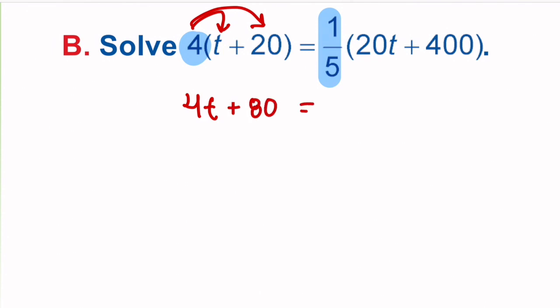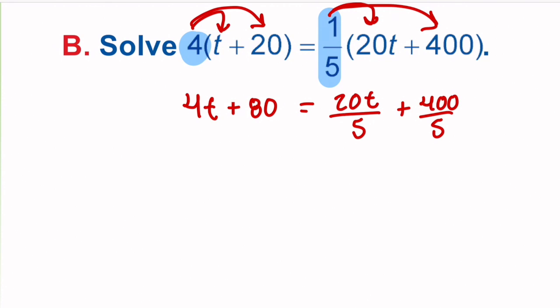Now let's go to the right side. So 1/5 times 20, remember, multiply the top numbers. So 1 times 20 is 20, keep the 5 on the bottom, and don't forget the t. And then 1 times 400 will be 400 over 5. It's always a good idea to get rid of the fractions, so let's simplify. 20 divided by 5 we get 4, so bring down the t, so it's 4t. And then 400 divided by 5, hopefully we get a whole number, which it is, it's 80.